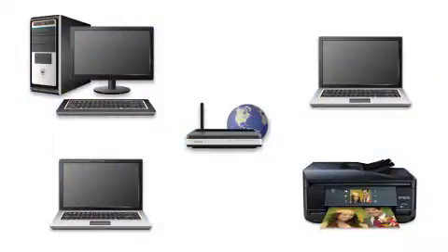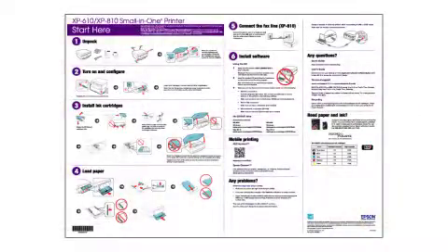Now let's set up your Epson printer and add it to your network. When you're done, you'll be able to print wirelessly from this computer. You can add the ability to print from another computer later on. Follow the steps on the Start Here sheet. The Start Here sheet shows you how to physically set up your printer.